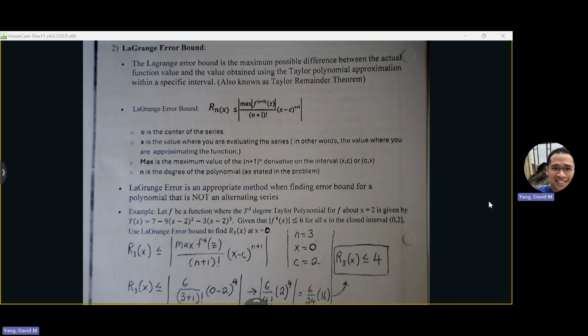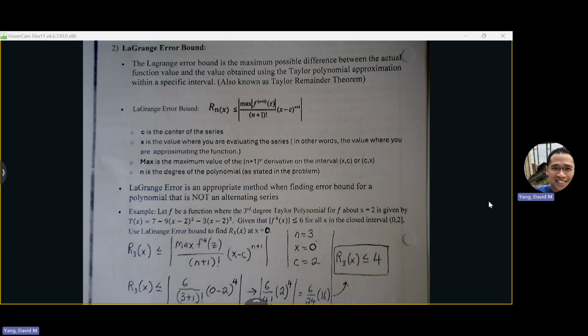It's great if the problem just tells you that this is Lagrange error bound, but we've been practicing with the error bound. We know c is the center of the series, x is the value that they're asking us to evaluate, max is the n plus first derivative, and n is the degree of the polynomial stated in the problem. Lagrange error is an appropriate method when finding error bound for a polynomial that is not an alternating series. So if you ever see a series where there's no alternator and they're asking for error bound, then you know it's Lagrange error bound.